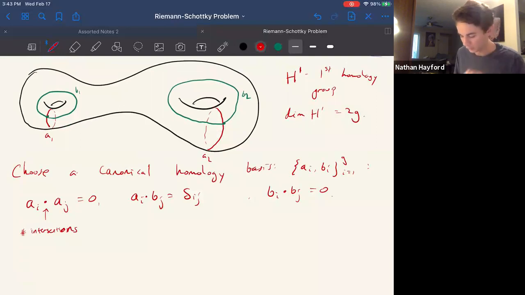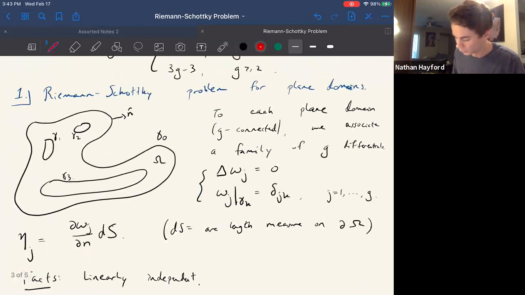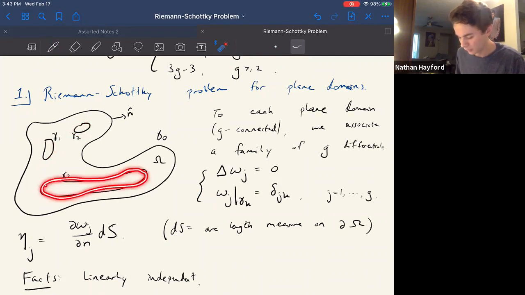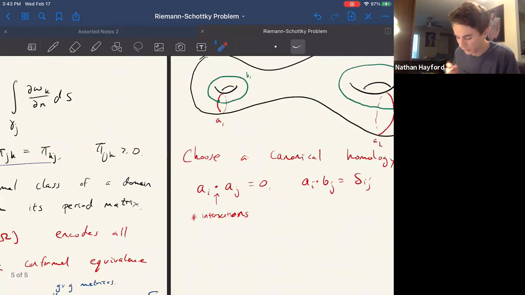And for all intents and purposes, this is the analog from before of just the boundary components of this domain. So the basis we just constructed is the analog of these things, and it's just picking a canonical one. Okay, so what else do we need an analogy for?